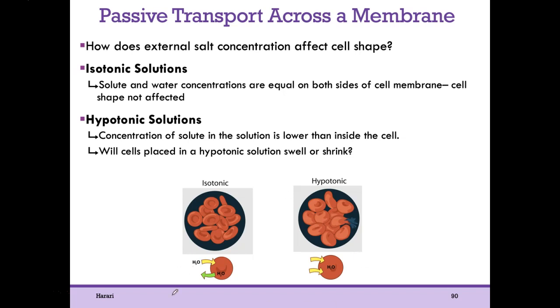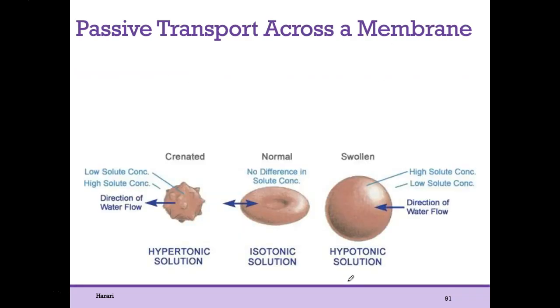Because what's going to happen is there's so much more water on the outside than the inside, right? It's more watery, or less concentrated, on the outside. So the water is going to try to balance out the salty inside, and it's going to rush inside. So water is going to come inside of the cell. The cells are going to swell up and might actually burst in a hypotonic solution. So hemolysis is the bursting of red blood cells.